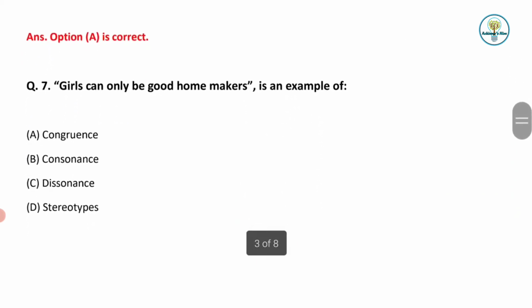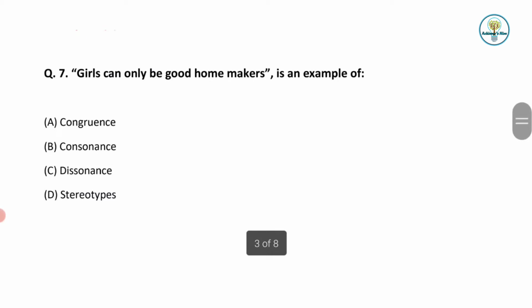Coming to question number 7, girls can only be good homemakers. This is a perfect stereotype, you would say. So option D is the correct example. The correct answer for question number 7 is stereotypes.